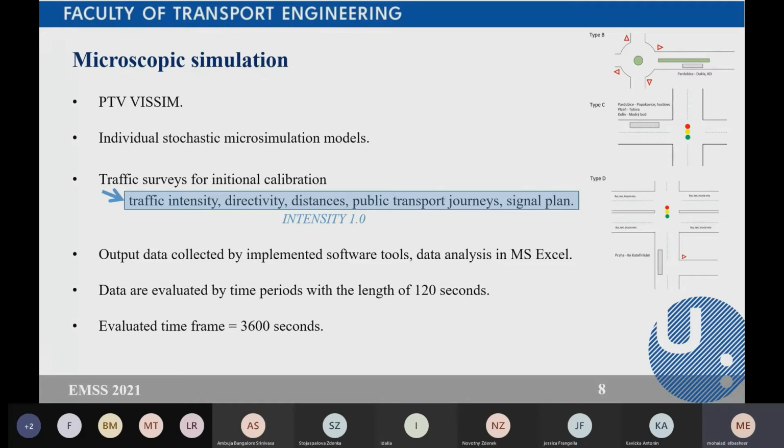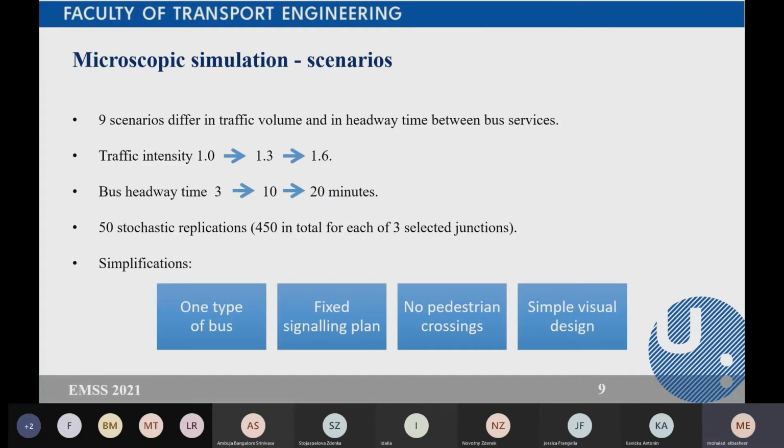Traffic surveys were done at each junction by authors this year for initial calibration. The main goal of the surveys was to create setting 1.0. These settings were considered as a baseline variant at each junction for the research. For each junction modeled in Vissim, 9 simulation scenarios were applied. These scenarios differ in traffic volume and in a headway time between bus services.